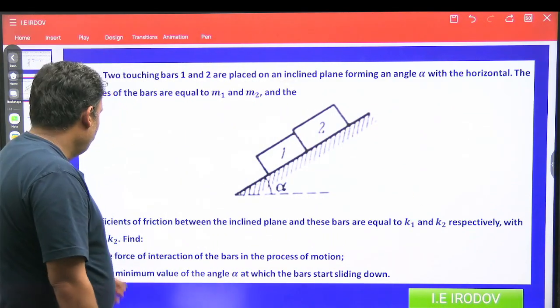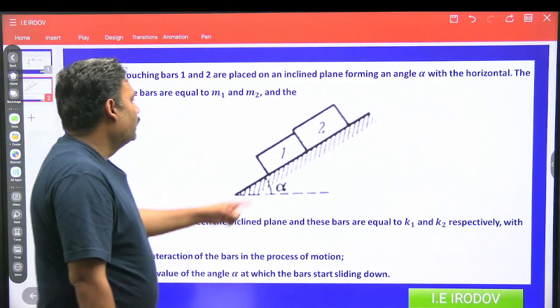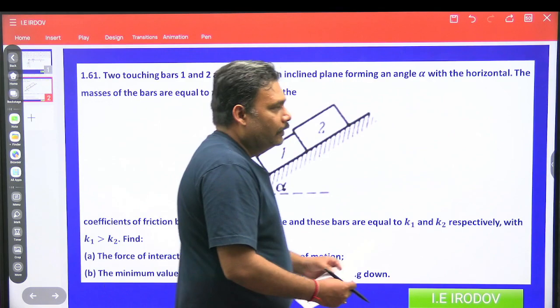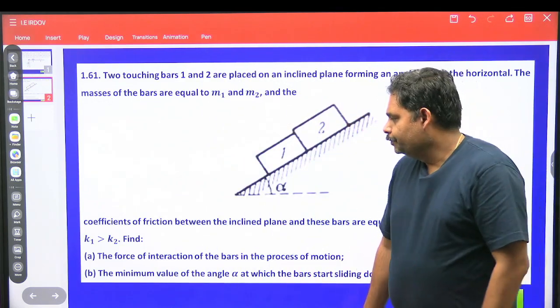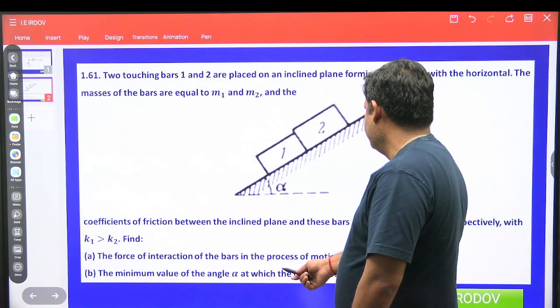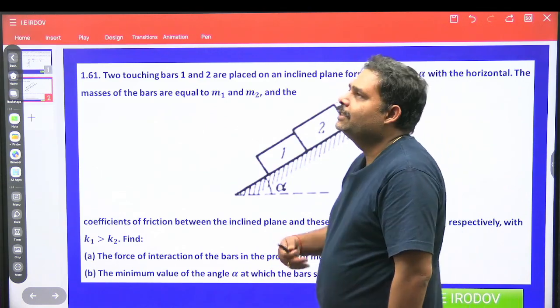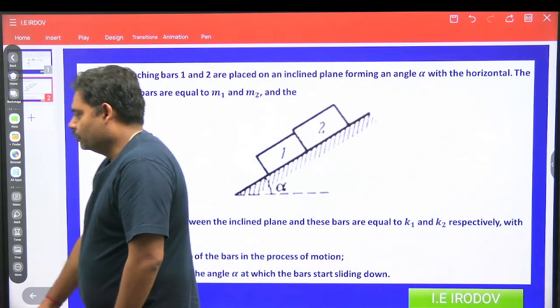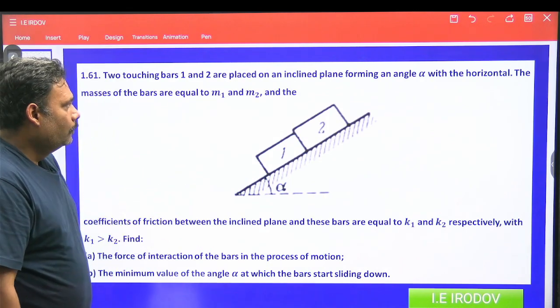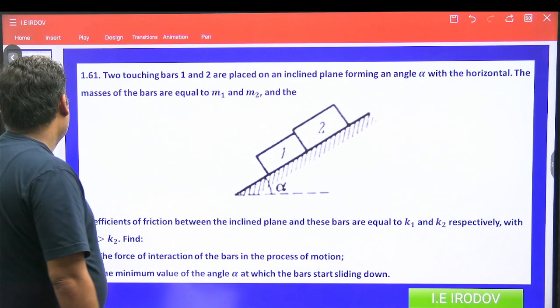Then what do we have to do? We have to find the force of interaction between these two bars, and then we have to find the minimum value of alpha such that the bars will just start sliding. This is a wonderful problem, and a very basic problem. So let's try to solve this particular one.